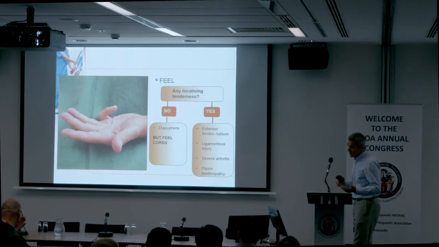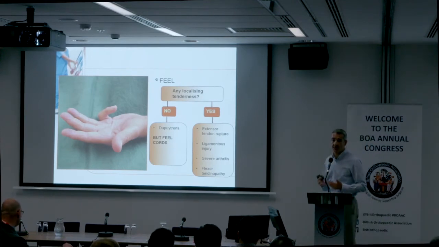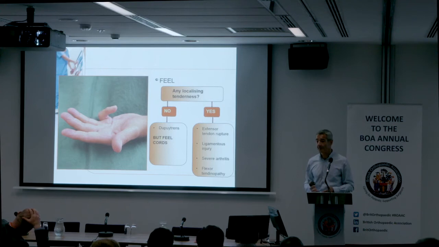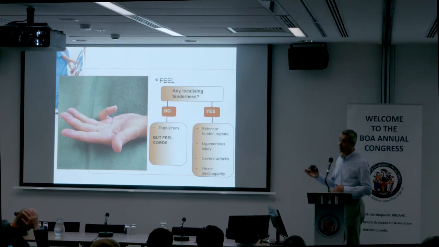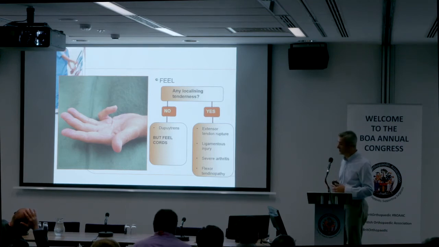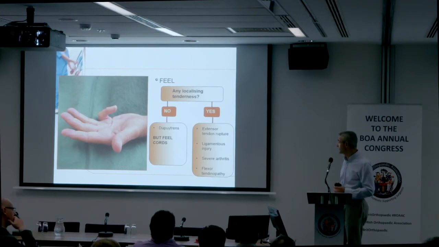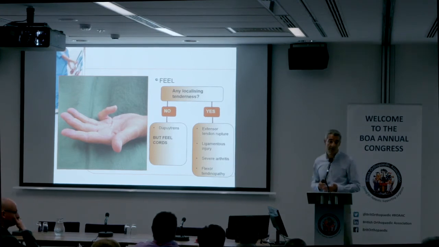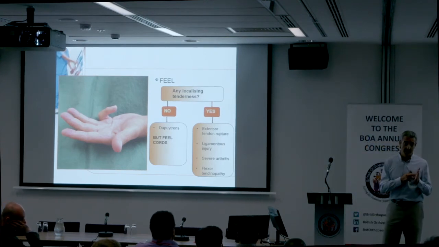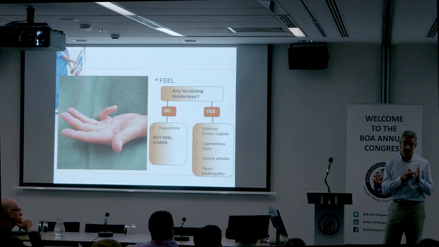We can use localizing tenderness to determine what the pathology is. Dupuytren's, of course, is rarely painful, and it's unlikely to be tender. But we could have localizing tenderness at the extensor tendon central slip, at the collateral ligaments or the volar plate, at the joint or around the joint in arthritis, or along the flexor tendon path. If you've got Dupuytren's disease, but you palpate in the region of the A1 pulley and it's incredibly tender, it might be that you've got two problems.